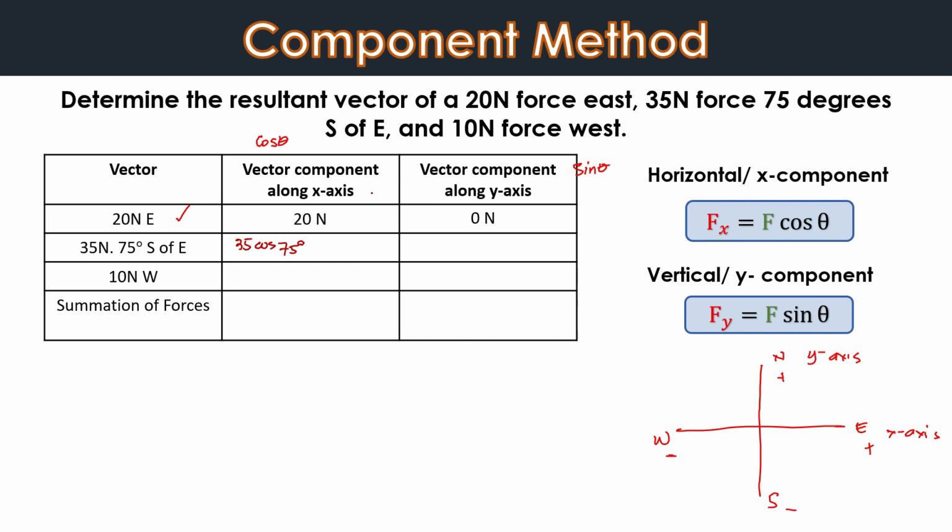Okay, so yung f, balikan natin ito sa right side, yung f is yung mismong vector. In this case, we have the 35 newtons. Tapos yung theta, or yung angle, syempre yung angle, so 75. So using your calculator, 35 cosine 75 degrees, we will have 9.06 newtons. Now also, yung sine. In this case, positive. Kasi diba 75 degrees south of east.